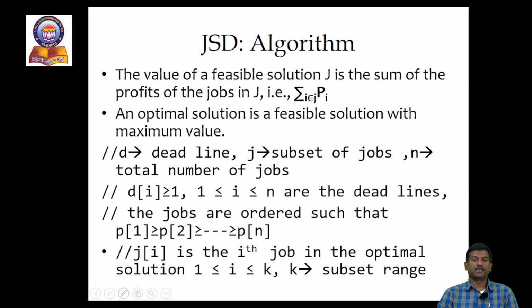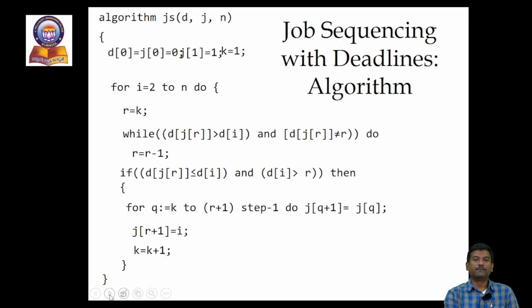And Ji is the ith job in the optimal solution, where i ranges between 1 to k and k is the subset range. This is a prerequisite for solving the job sequencing with deadlines problem using the greedy method. And this is your actual algorithm for the greedy method for job sequencing with deadline. Algorithm JS of D, J, N. The notations are familiar. D stands for deadline, J stands for the subset of the jobs, and N stands for the total number of jobs.